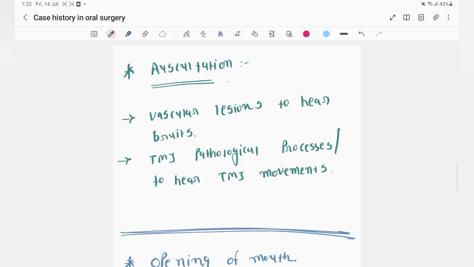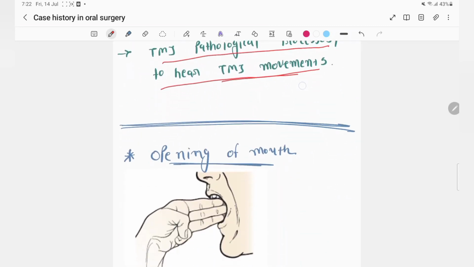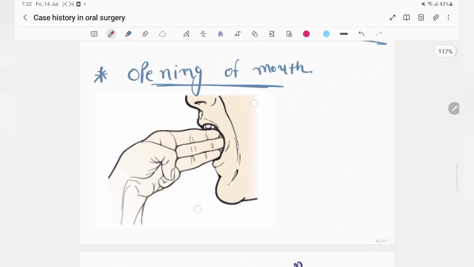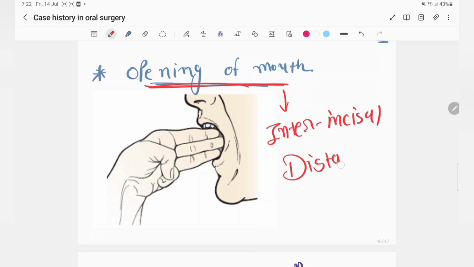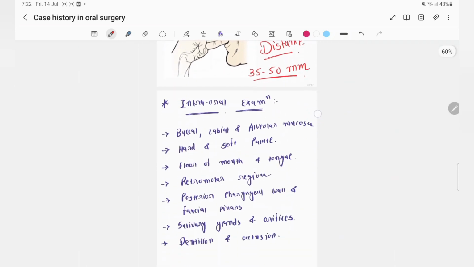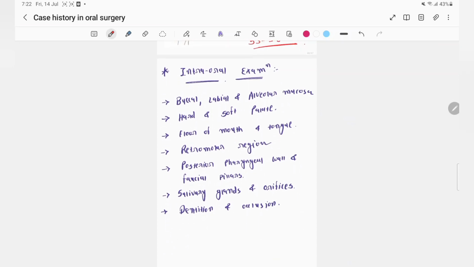In auscultation, you have to check for vascular lesions to hear bruits, and for TMJ pathological processes to hear TMJ movements, right? Then after this, you have to check the opening of the mouth, which means you have to record the interincisal distance. Commonly, it is about 35 to 50 mm in adults. Okay. After this, we will now move to intraoral examination.